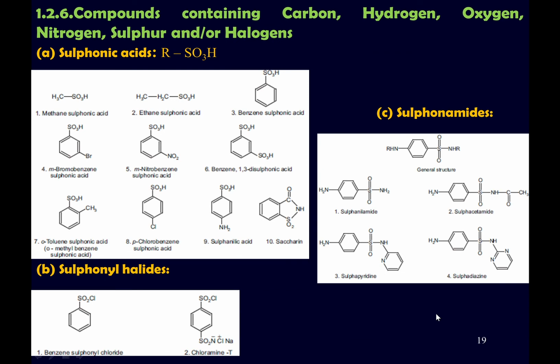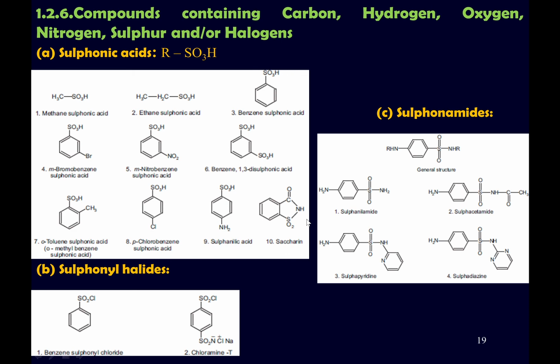Compounds containing carbon, hydrogen, oxygen, nitrogen, sulfur, and halogens. Basically, three important categories. Sulfonic acids. SO3H is a sulfonic acid group, which is similar to the carboxylic acid group. You have methane sulfonic acid, ethane sulfonic acid, benzene sulfonic acid, and much more diverse compounds like sulfanilic acid and saccharin. These are a little bit cyclic. This is a cyclic amide of the sulfonic acid, an imide actually.